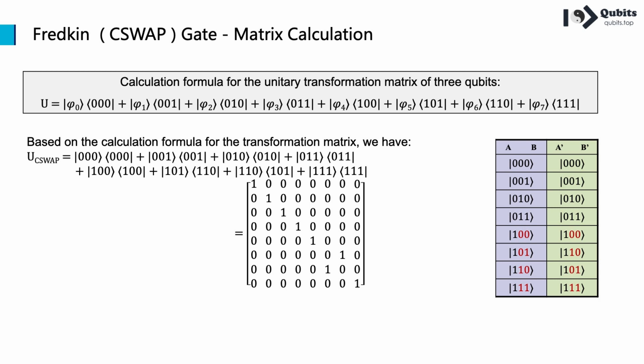According to the calculation formula for the unitary transformation matrix of 3 qubits, as well as the quantum state transformation table, the matrix form of the Fredkin gate can be calculated. Additionally, below is another form of its transformation.